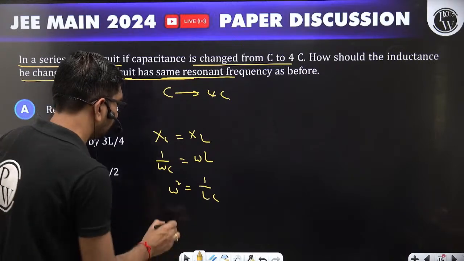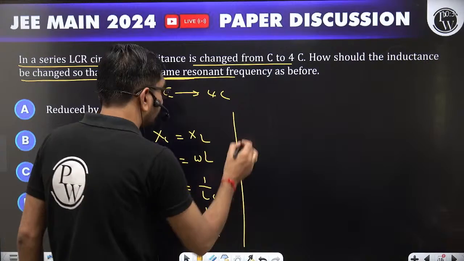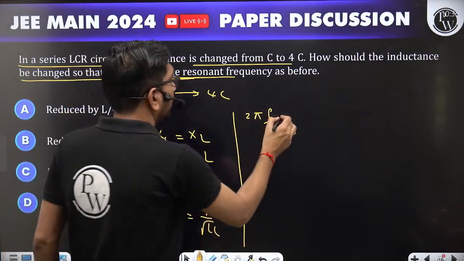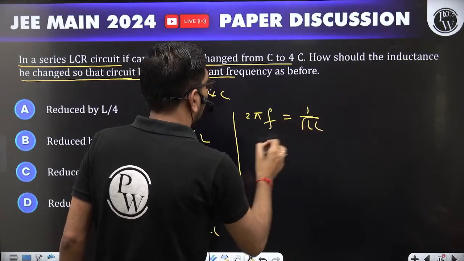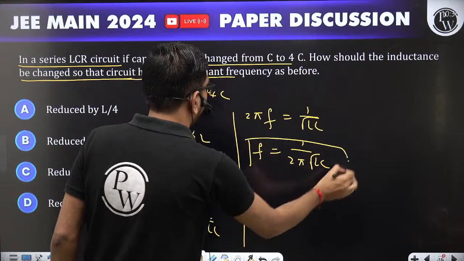So write down like this. Omega equal to 1 by root LC. Am I right? So 2 pi f. For the omega, we can write it as 2 pi f. Yes, 1 by root LC. F equal to what you got, beta? 1 by 2 pi under root of LC. This is the resonance frequency.